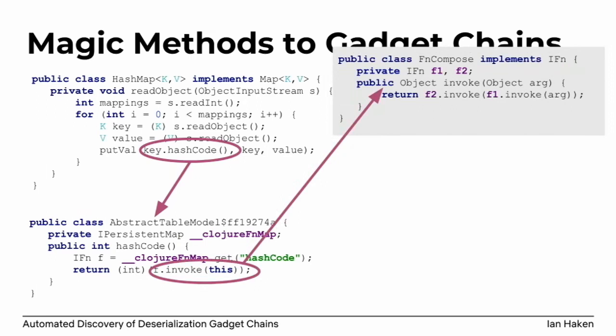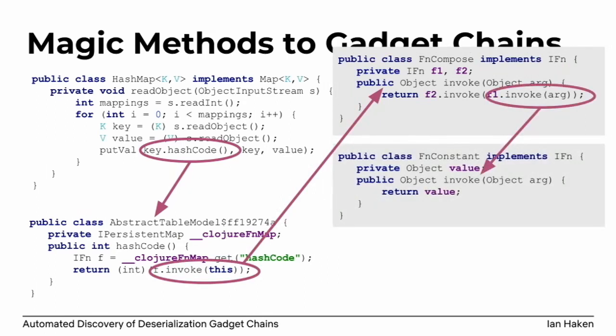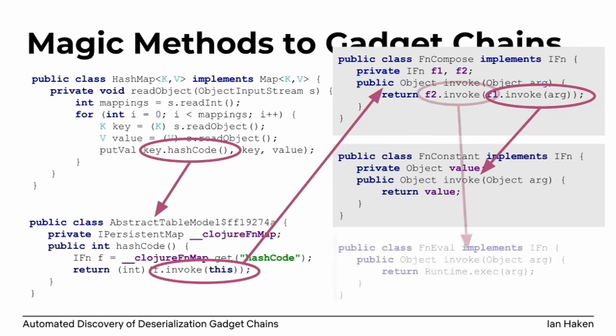So here's an example of a function implementation that composes two other functions. So let's say for F1, I implement the constant function that just returns some constant value. And for F2, I direct the payload to deserialize an eval function. And that means that I can get some arbitrary value passed into the invoke on function eval and basically get RCE. So this is what a gadget chain looks like in a deserialization exploit.